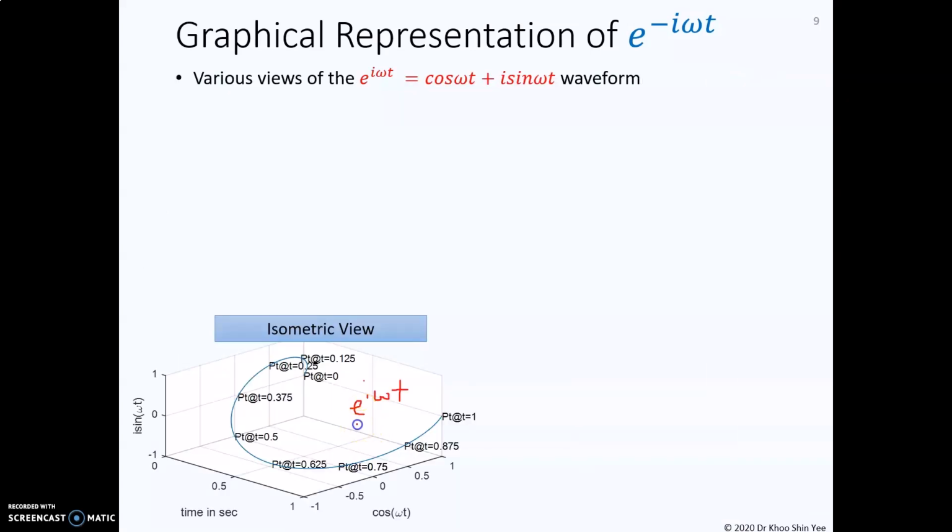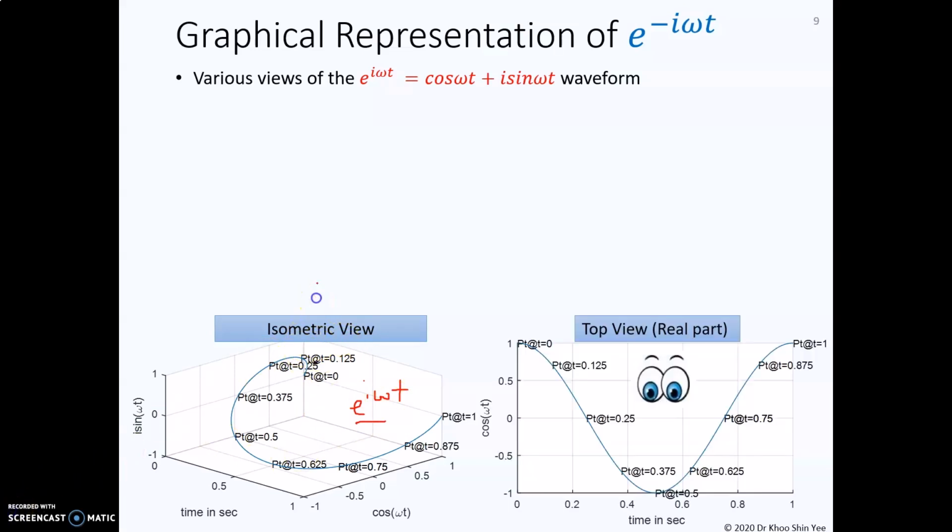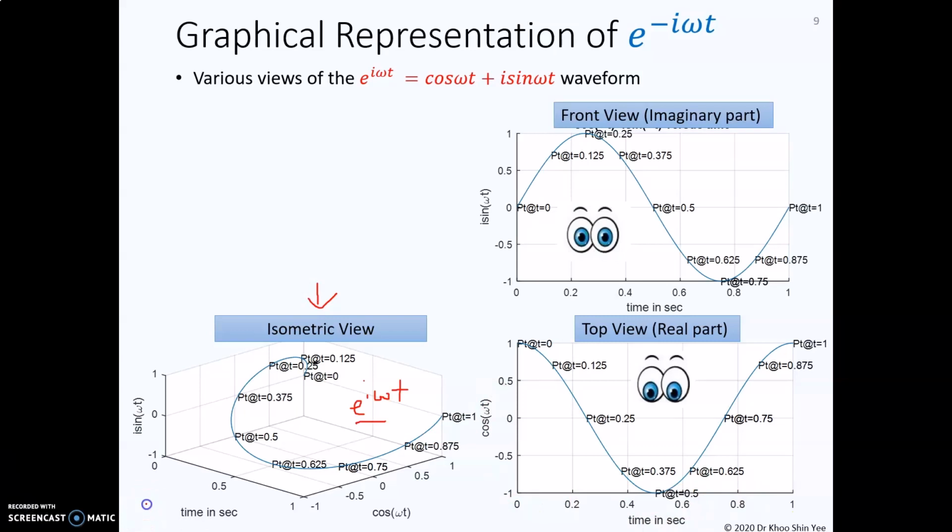We have learned how to plot the exponential I omega t in this way, which is the isometric view. If you look from the top, you will find this view. This is the top view, where you have the real part, cos omega t, versus the time. If you look from the front, which is here, you see the I sin omega t versus the time. So this is the front view.